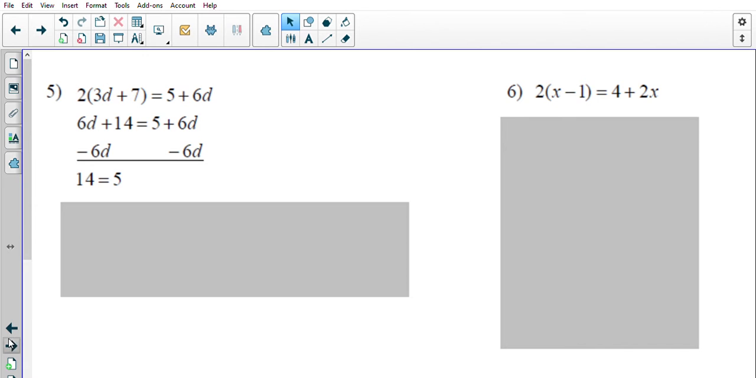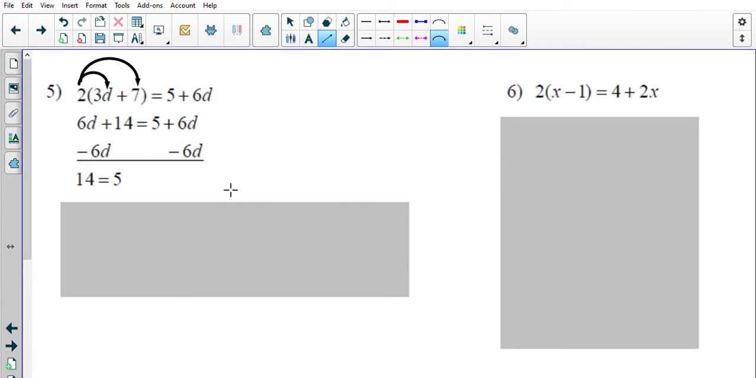All right, let's take a look at our next type of question. So in number 5, we've got 2 and then in parentheses 3d plus 7 equals 5 plus 6d. If we distribute this 2 into the parentheses, 2 times 3d is 6d, and 2 times 7 is 14. So we have 6d plus 14 equals 5 plus 6d. You have a 6d on both sides. Neither is bigger, neither is smaller. They're both positive, so we subtract 6d from both sides. But guess what happens? 6d minus 6d cancels out, leaves you with 14 on the left. 6d minus 6d cancels out over here, and we're left with 5 on the right-hand side.